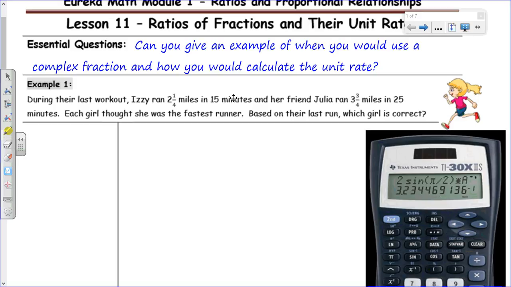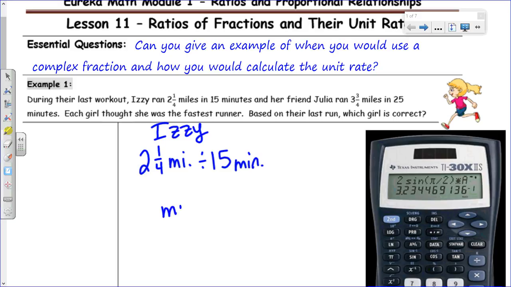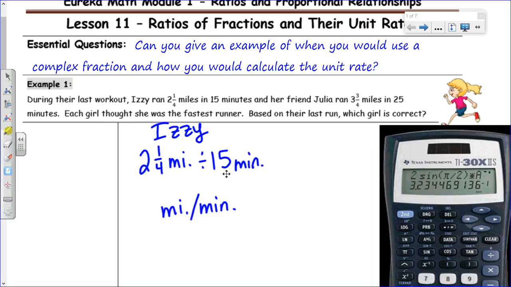I'm going to go ahead and do 2 1/4 miles divided by 15 minutes. And that will give me, for Izzy, miles per minute. I've said that before, and I'm going to say it one more time. When you divide in that order, that's the order that your unit rate would be, miles per minute. So go ahead and type that in and see what you get.